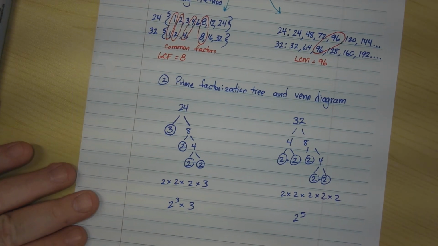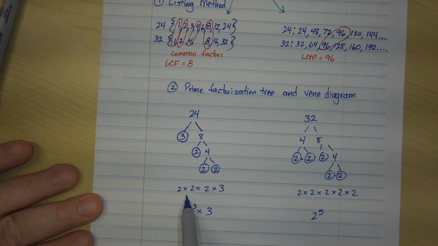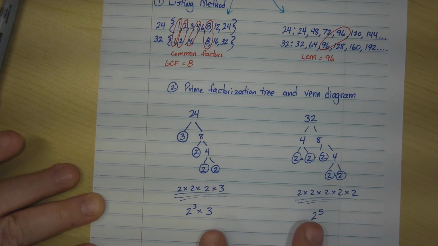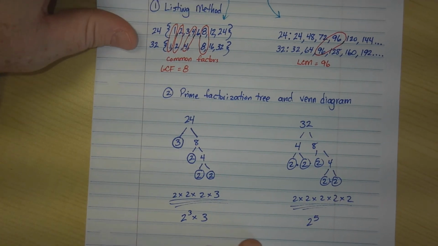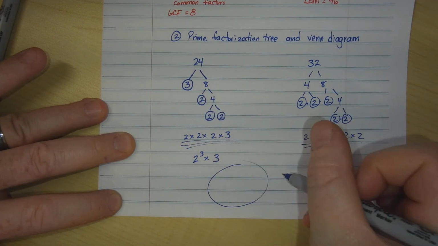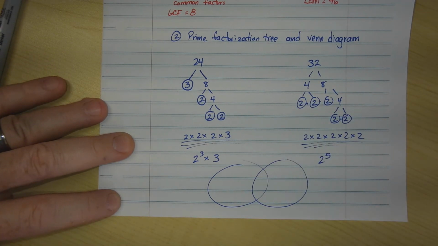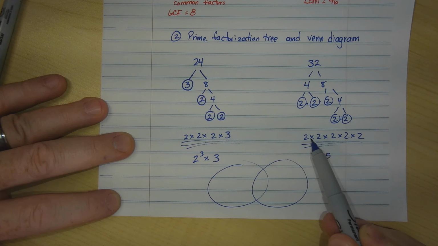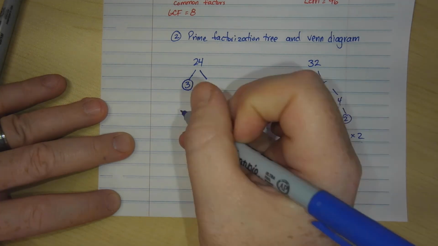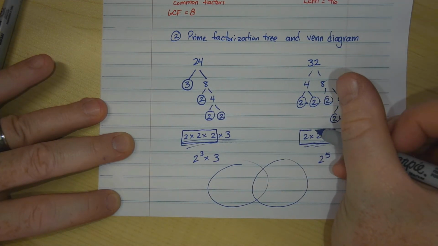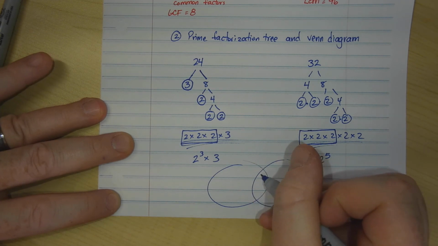Okay, so we did the prime factorization tree and got our prime factors. Now what you want to do is create a Venn diagram between both numbers. We're going to make a circle here, a circle here. That's the Venn diagram. The middle is what they both share. If you look here, this has three 2s, 1, 2, 3. This also has three 2s. Obviously it's got more, but what they have in common is the three 2s. So the three 2s go in the middle because that's what they share.